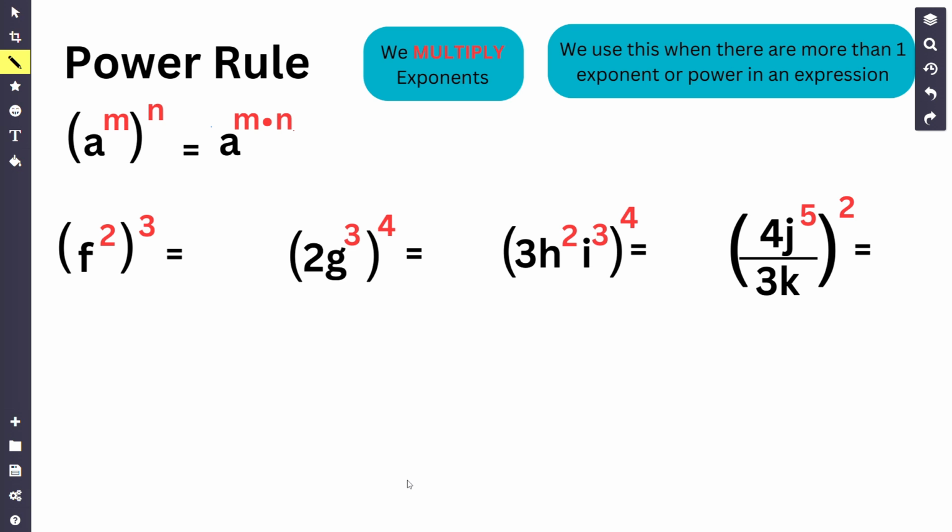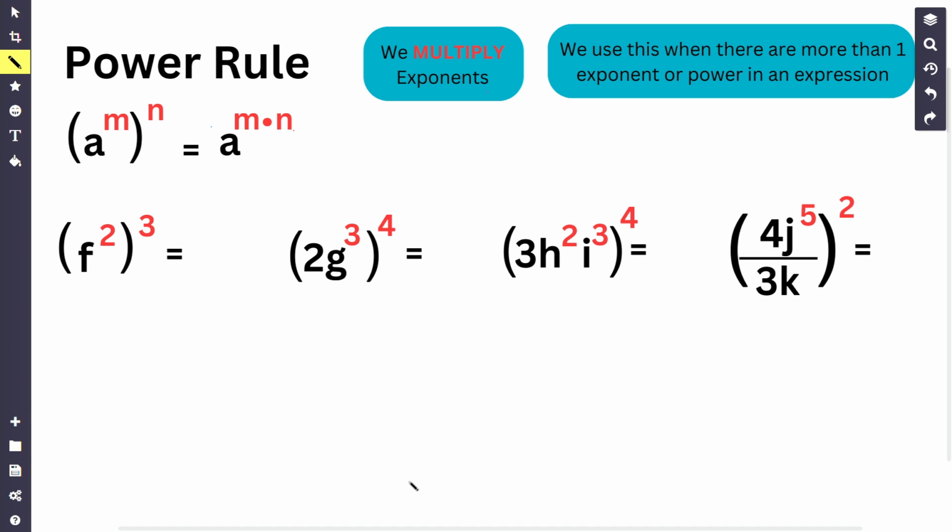So let's continue discussing the laws of exponents, and this time we'll have the power rule. In the power rule, this is denoted by this equation. Let's say we have a raised to m and then raised to n. It will just become a, just copy the base, and then m multiplied by n. In the power rule, we just multiply exponents.